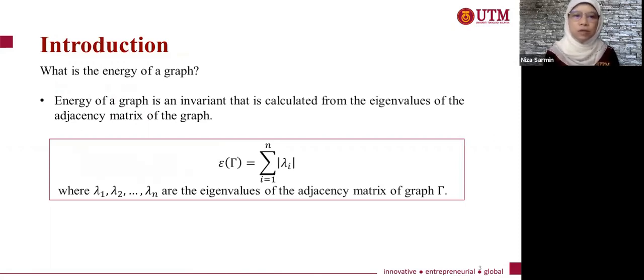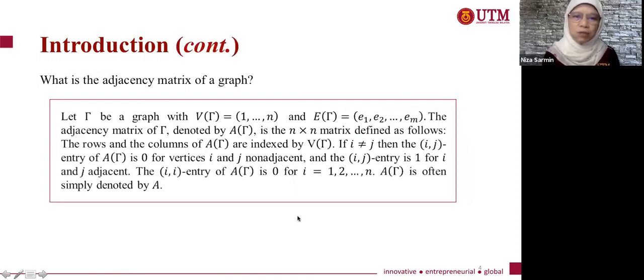Now, as an introduction, what is actually the energy of a graph? The energy of a graph is an invariant that is calculated from the eigenvalues of the adjacency matrix of a graph. And the energy of a graph is given in this symbol, a summation of the absolute value of these eigenvalues. And what is actually the adjacency matrix of a graph?